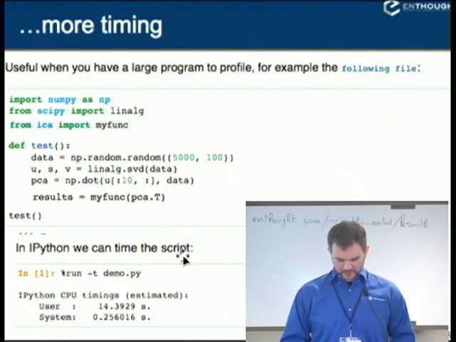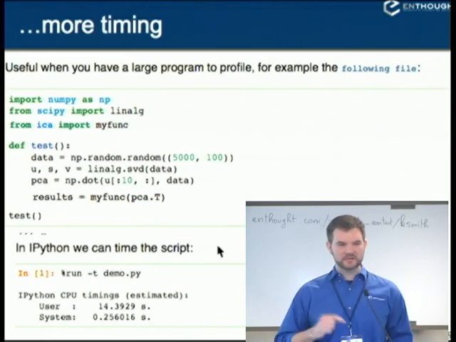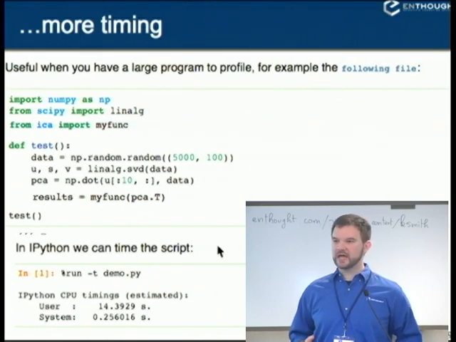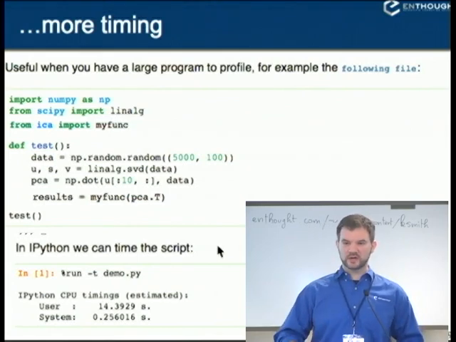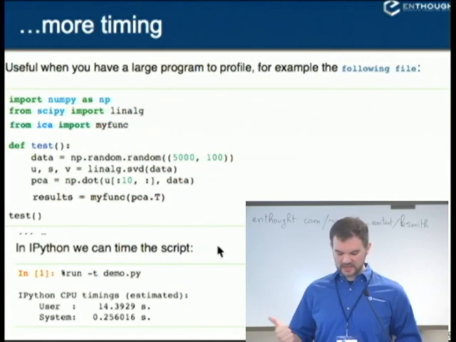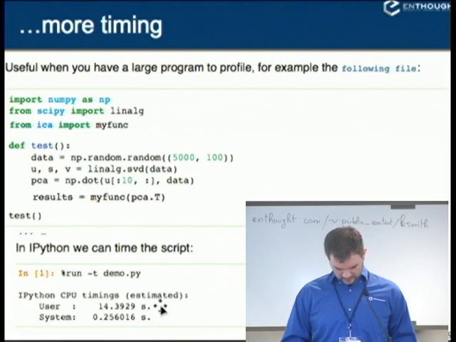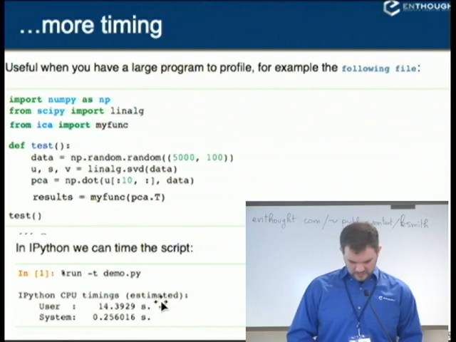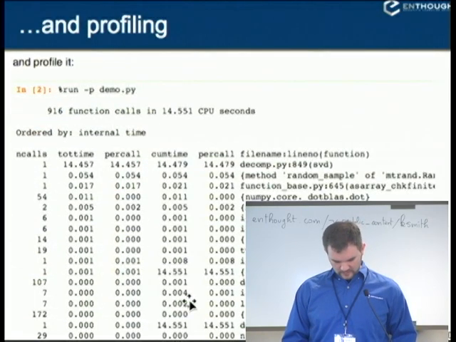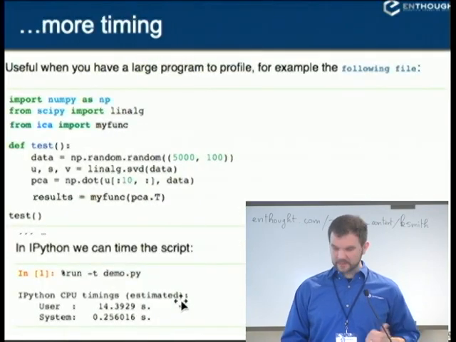Now, call that demo.py. We can run it from within Python, and we say %run, again one of those magic commands, and we give it a -t flag, and that's telling run to run it with timing information. And then we give it the module we want to run. And here IPython gives us the CPU timings, the user time, system time, things like that. This is 14 seconds or so. So that's just raw timing information.